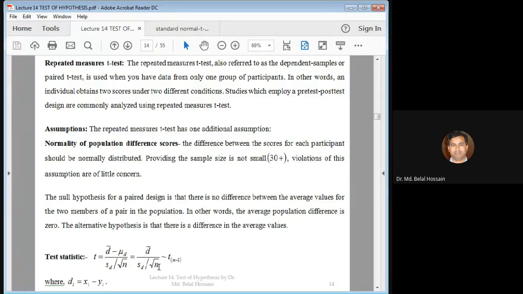Someone got 1.62, someone got 1.622, it's okay. So this will follow T distribution with n minus 1 degrees of freedom.